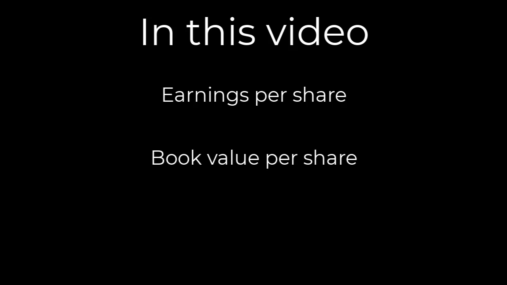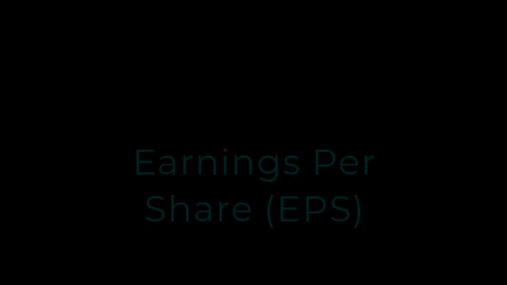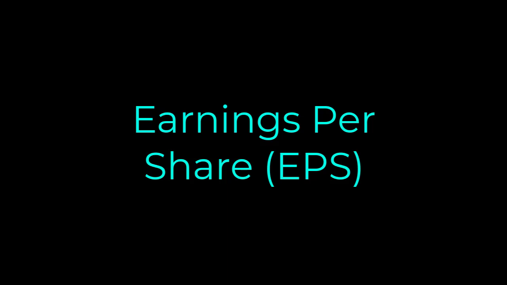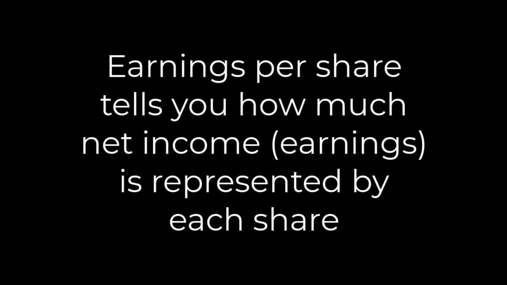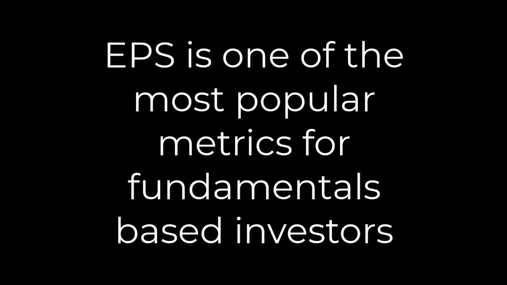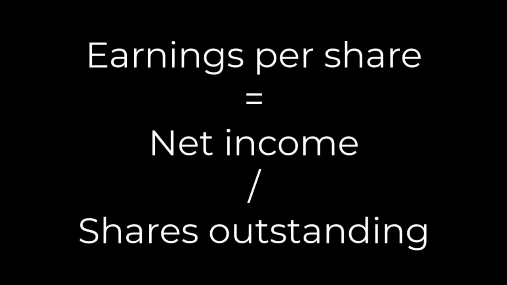In this video, you will learn about some of the most popular per share ratios, such as the earnings per share and the book value per share. Our first per share ratio is earnings per share, or EPS. Earnings per share tells you how much net income, or earnings, is represented by each share. Earnings per share is one of the most popular metrics for fundamental-based investors. To calculate earnings per share, we divide net income by the number of shares outstanding.